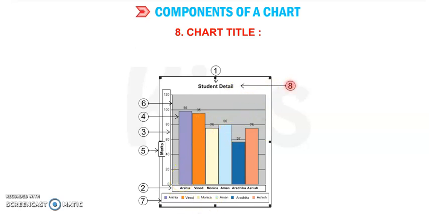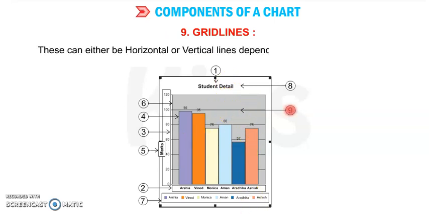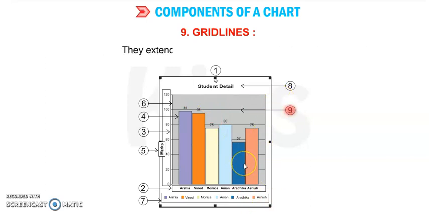Okay, next, number 8, it is the chart title. We can give it here, and it describes the aim and content of the chart. Next is grid lines. These can either be horizontal or vertical lines depending on the selected chart type.